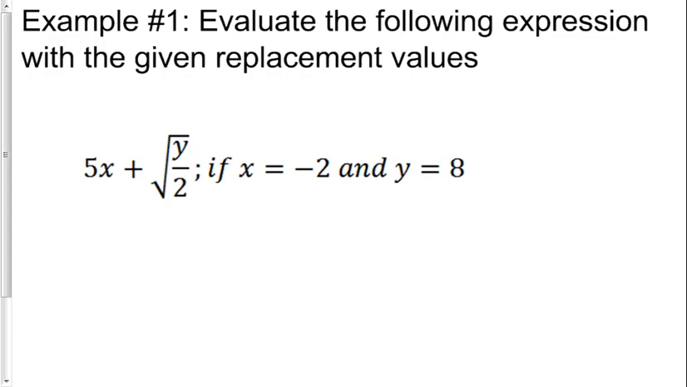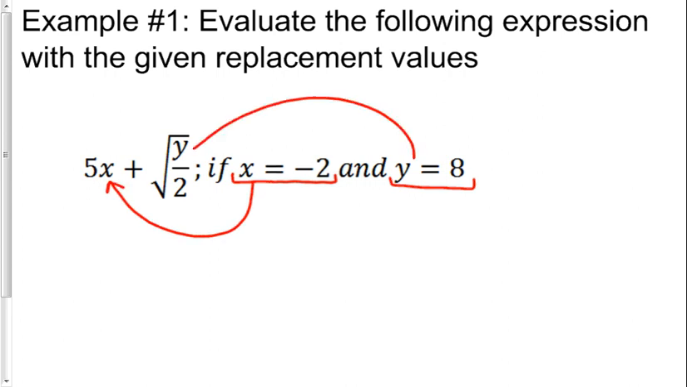All right. Best way we can do this is look at a few examples. So here's example number 1. I'm going to do a couple, and then you're going to do one. It's that simple. All right, so we're going to start with 5x plus the square root of y divided by 2. We've got a couple replacement values, x equals -2 and y equals 8. Okay, so we're going to plug those in. X is going to go in for x. Y is going to go in for y.